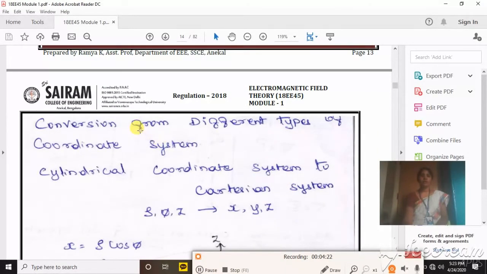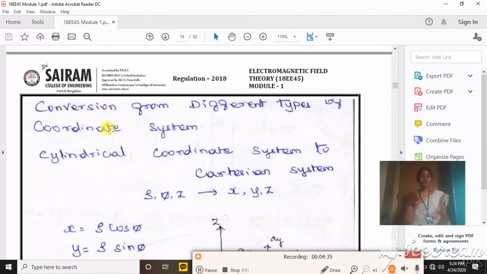Now, conversion from different coordinate systems. The application will not be focused directly on the cylindrical, spherical or rectangular coordinate system. It can be of any coordinate system, but as far as we consider, we need to simplify the concept. So here, conversion from different types of coordinate system: cylindrical coordinate system to Cartesian. What are the 3 coordinates of your cylindrical system? Rho, phi, z. That can be written as x, y, z in Cartesian. Now we need to see how exactly we can convert your cylindrical coordinate system to the Cartesian system.